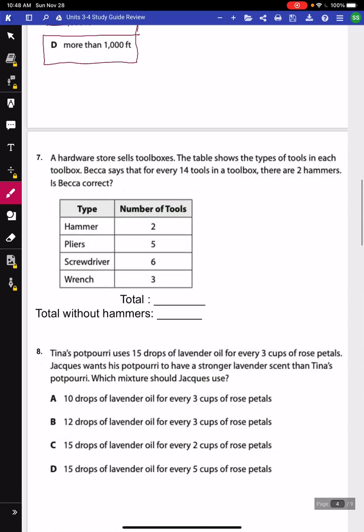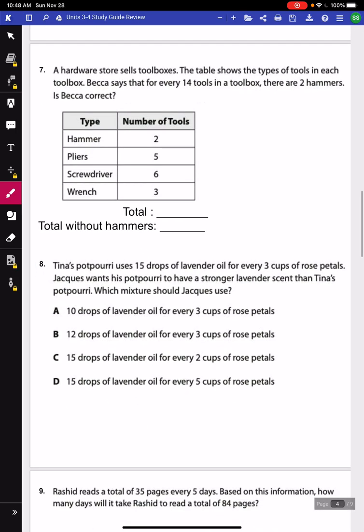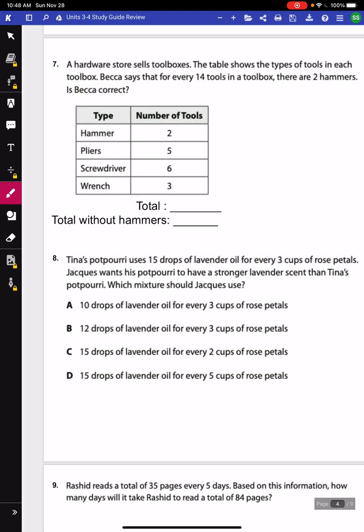Number 7. A hardware store sells toolboxes. The table shows the types of tools in each toolbox. Becca says that for every 14 tools in a toolbox, there are 2 hammers. Is she correct? So if we add all of these up, we have 2 hammers, 5 pliers, 6 screwdrivers, and 3 wrenches.